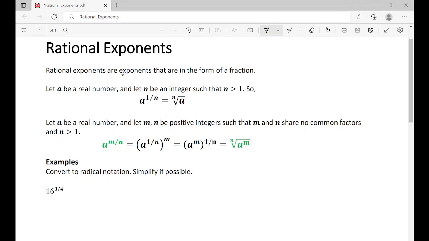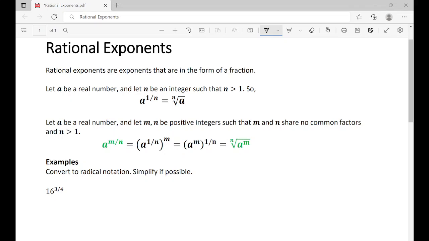Rational exponents are exponents that are in the form of a fraction. If we let a be a real number and let n be an integer such that n is greater than 1, we can say that a to the 1 over n is just the nth root of a.